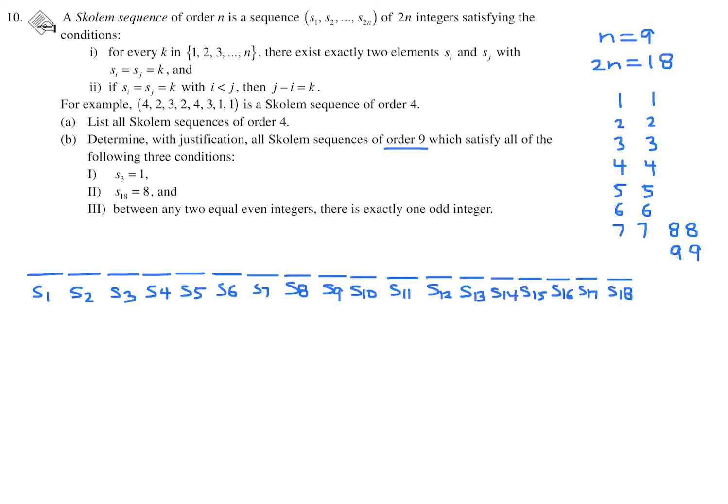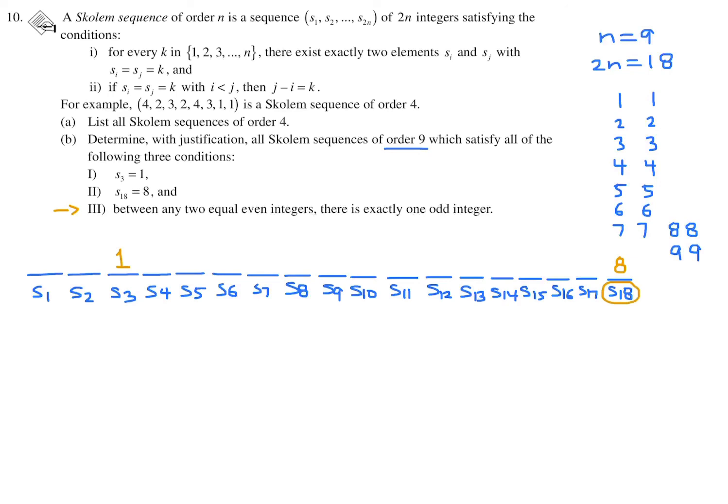Now let's begin. They gave us S3 is equal to 1. It's nice and helpful there, I hope. And they told us that S18 is 8. And then we've got this one here: between any two equal even integers, there is exactly one odd integer. Well, let's move forward and see how this third clue helps us. Not entirely sure right now, but let's see.